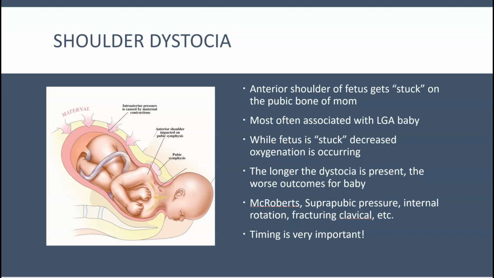Suprapubic pressure is usually the nurse putting pressure using the heel of their hand right over top of mom's pubic bone, ideally pushing on that shoulder that is stuck to get it to pop out underneath the pubic symphysis. The provider can do things called internal rotation, where they try to turn baby to get that shoulder unstuck, or sometimes they can deliver the posterior shoulder first, giving more room to deliver that anterior shoulder.